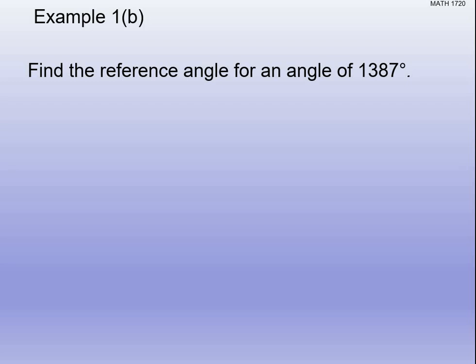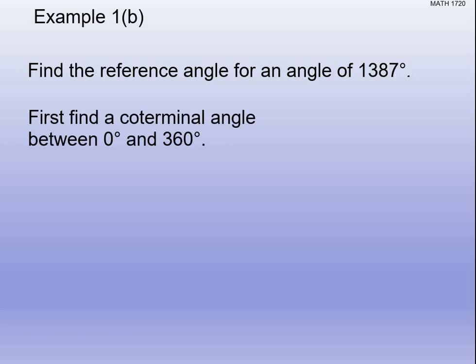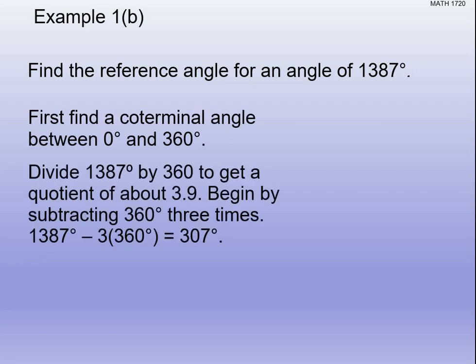So we have to find another angle that's less than 360 degrees that ends up in the same location as the 1387 degree angle. First let's find that coterminal angle. We can go around 3 times, so 3 times 360 is 1080. So I have to take 1387 minus 1080, which is 307. So my coterminal angle is 307 degrees. That's not the reference angle, so don't get confused there. That's the coterminal angle. That means that's where the 1387 degree angle lands.